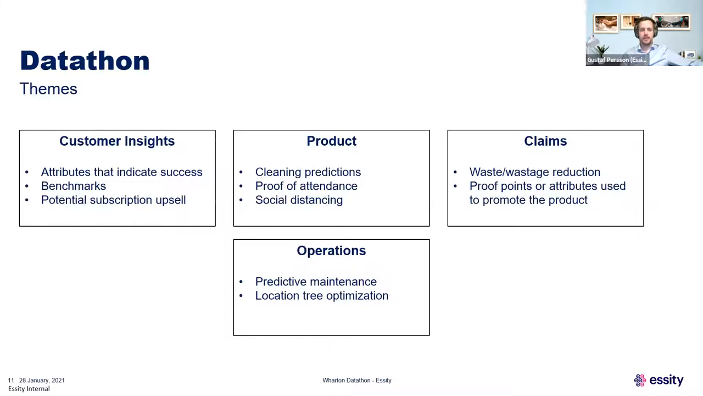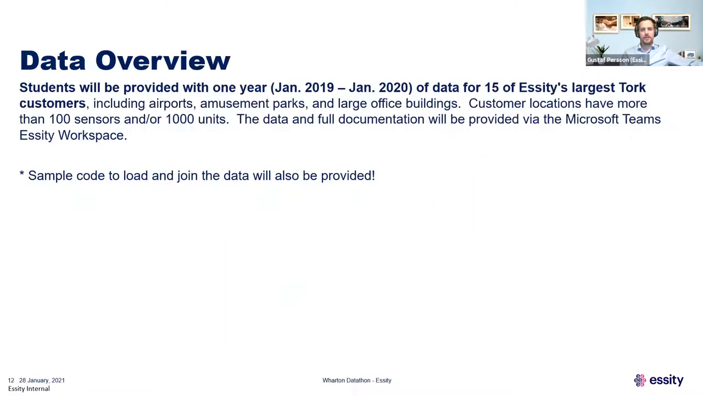And there's also an idea around the locations, because the system is built around building a location tree of all the places where we go to clean and change products. So maybe there's an opportunity to have some sort of automated optimization of that tree. So those are the ideas that we have.